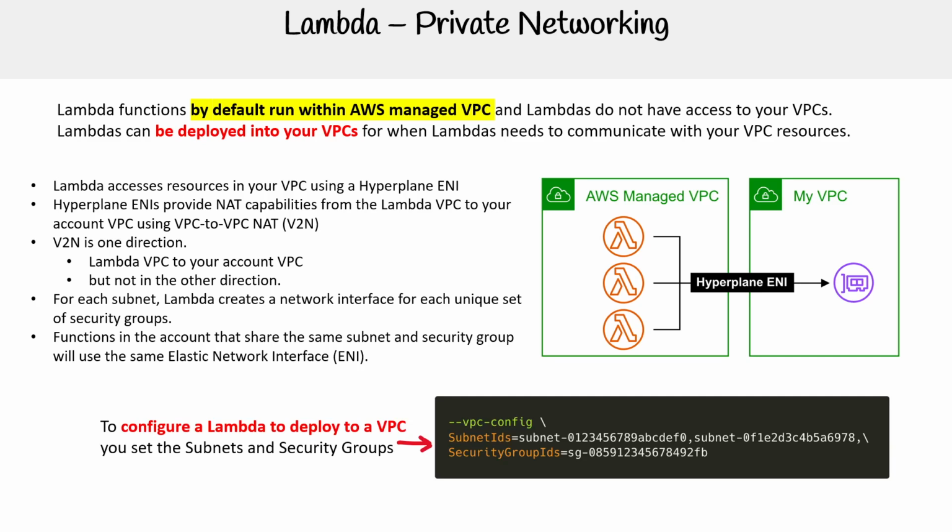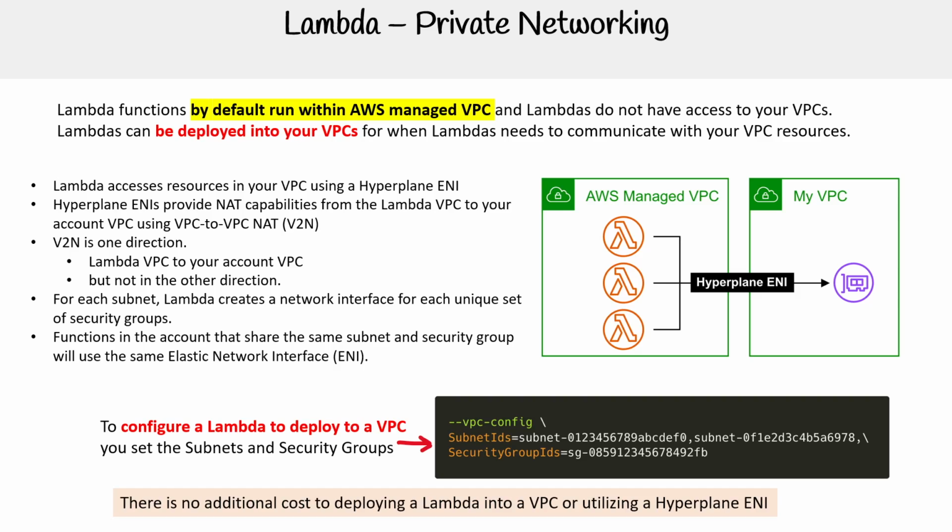To configure a Lambda to deploy in a VPC, you set the subnets and the security groups, okay? In the AWS Management Console, it looks like you're selecting a VPC, but this is what it looks like down below. There's no additional cost to deploying a Lambda into a VPC or utilizing a Hyperplane ENI.